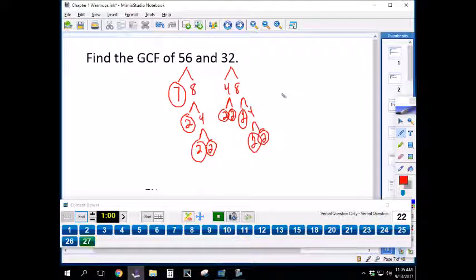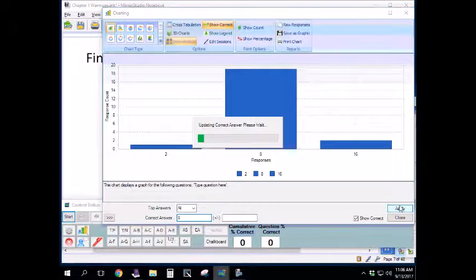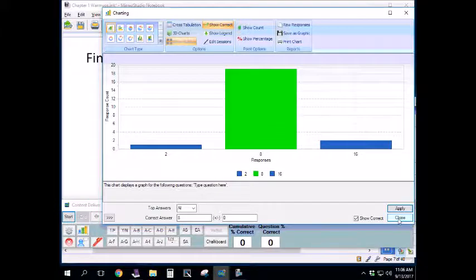Now, do I have the prime factorizations for 32 and 56 written on the board? No, I do not. Before I go any further, I'm going to pull up the answer. So let's see how we did. As a class, most of us said that the answer was 8. We had one person select 2, and we had 2 people select 16. So let's try to find what maybe those 3 people made a mistake on.